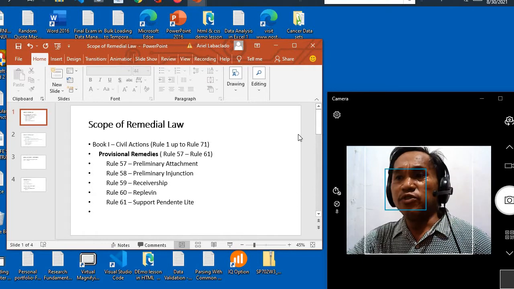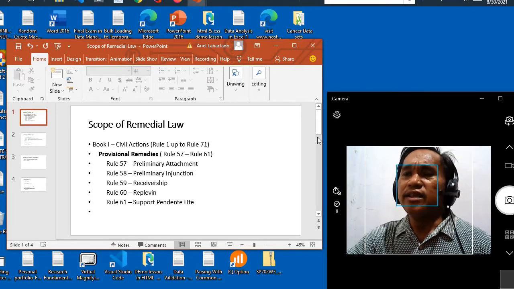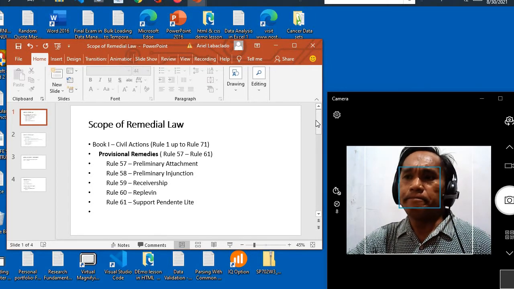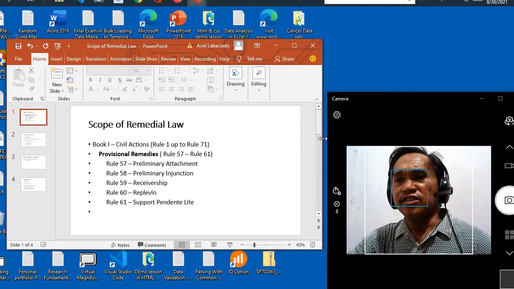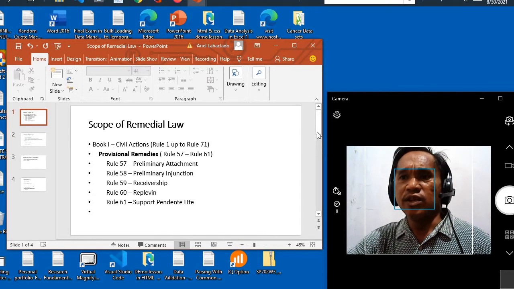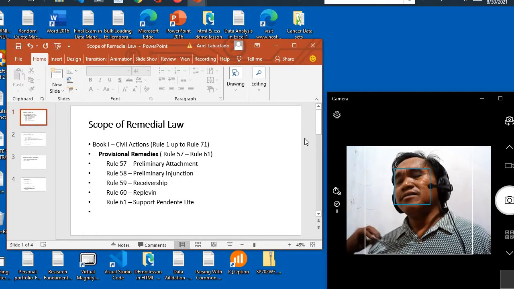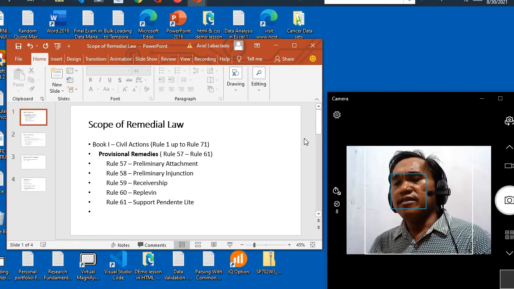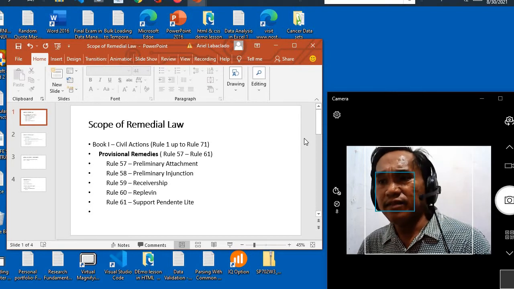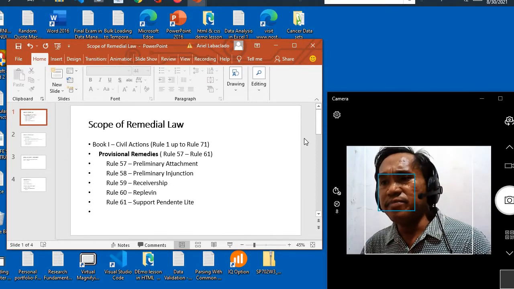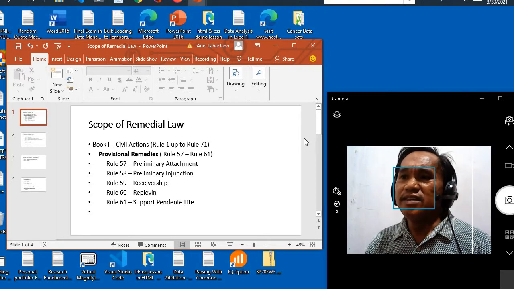The multiple choice type, I don't know if it will still be implemented. For the 2019 bar examination, the previous one, the type of examination is essay. So hopefully in the 2020 to 2021 bar examinations, it will be essay type. I think it is advantageous for the bar examinees if the questions are of the easy type. Why? Because in your answer, if you write a correct answer, you will get 5 points if it is 5 points.